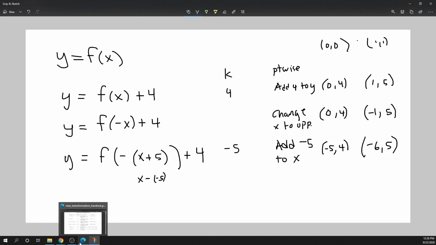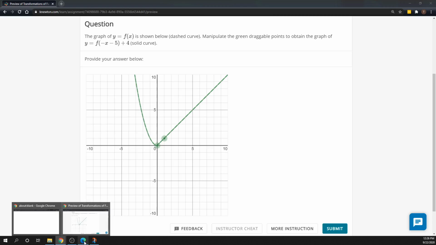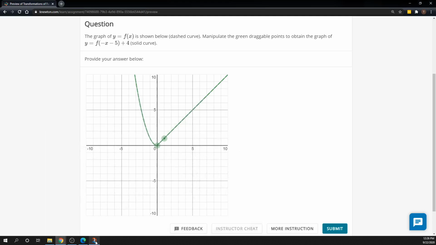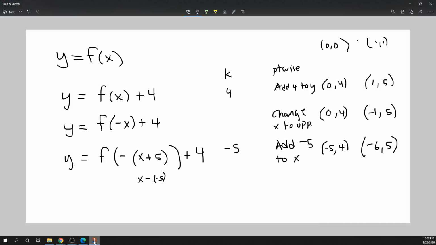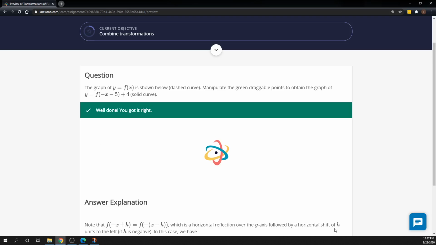All right, so now what we need to do is go back and drag the point 0, 0 to -5, 4, and the point 1, 1 to -6, 5. So 0, 0 is going to go to -5, +4. 1, 2, 3, 4 right here. Okay, so that looks good. Then 1, 1, which was the other point originally, is going to go to -6, +5. So right over here, like so. Okay, and so that should be it. And there we go.